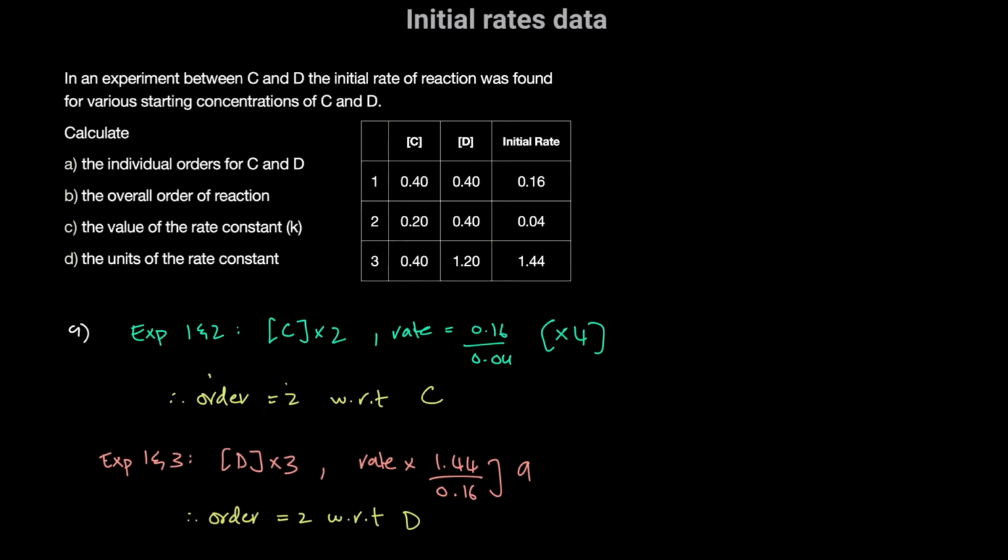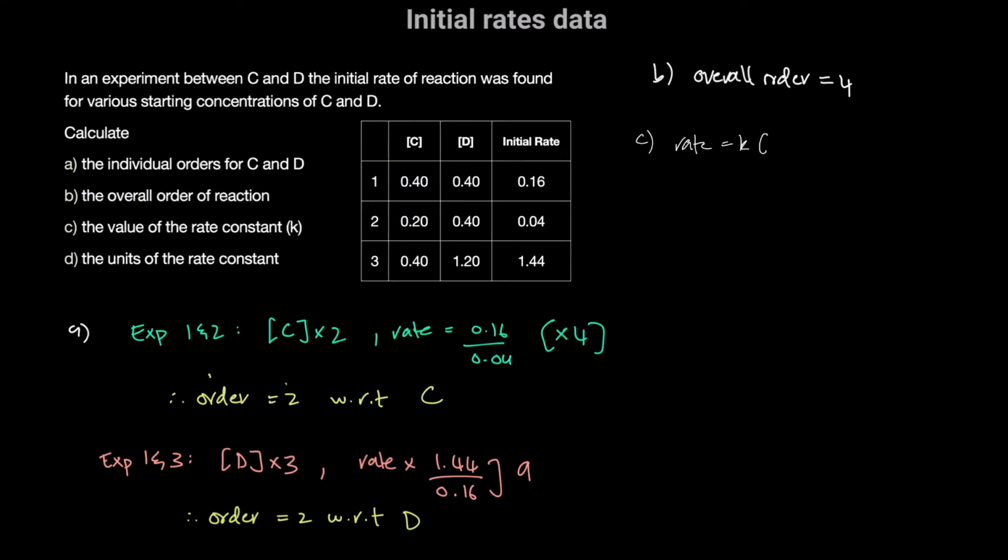Then what's the overall order for this reaction? The overall order for this reaction is order 4. You're going to add up the individual orders of each of the reactants. So it's order 2 with respect to C, order 2 with respect to D. So the overall order is just 2 plus 2. So the overall order here is equal to 4.